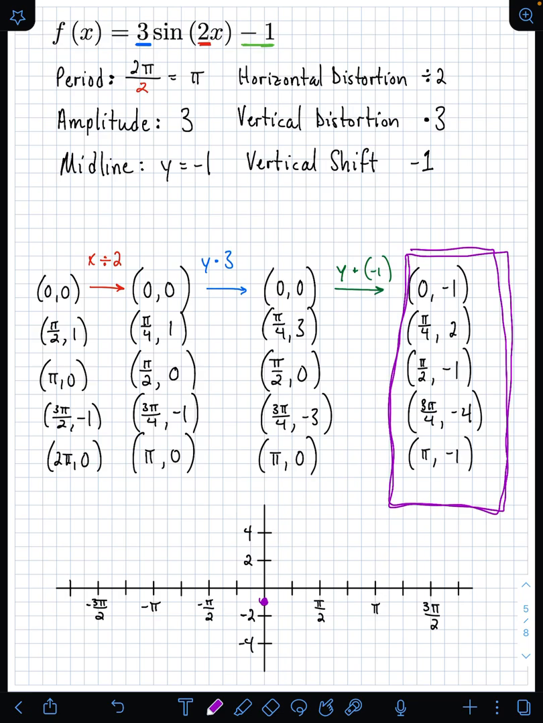Pi over 4, 2. Now, because I set up my scale the way I did, all I have to do is move over 1 tick mark to the right and go up to 2. 1 tick mark to the right and back to my midline of -1. 1 tick mark to the right and down 3 spaces to my bottoming out at -4. 1 tick mark to the right and I'm back at my midline.